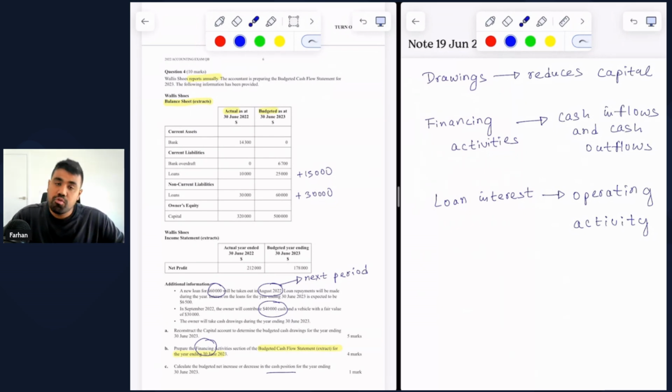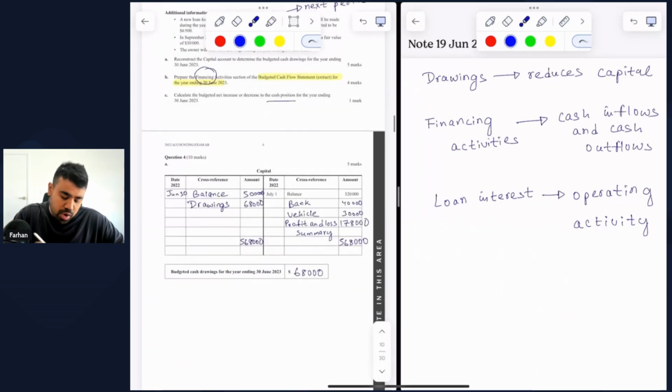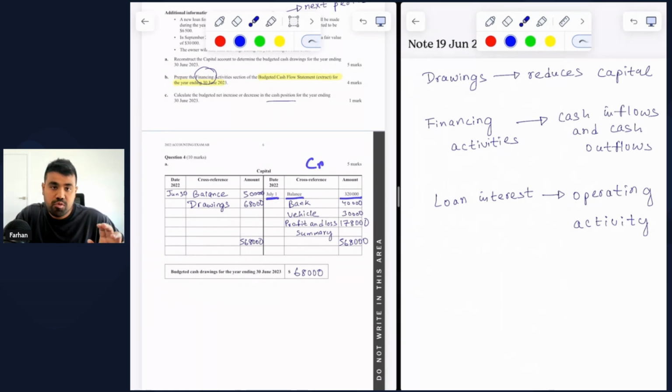So let's start with the reconstruction first, and you can see that the opening balance was already given to us during the exam, 1st July 2022, opening balance on the credit side being $320,000. So why is the opening balance on the credit side? This is because capital, as we have just discussed, by default is credited, which means when capital increases, we credit it. And when capital decreases, we debit it.